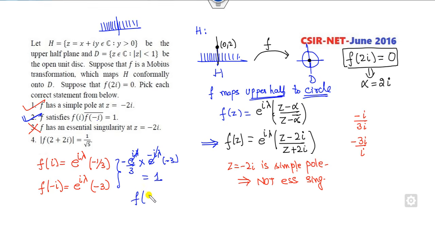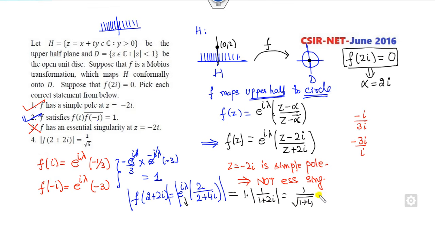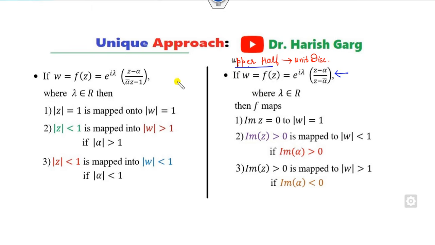Look at the last option. 2 plus 2 iota. So it is e raised to power here. What is the 2 plus 2 iota? It is my 2 and it is my 2 plus 4 iota. Now take the absolute value. If you take the absolute value, e raised to power goes to 1. It is my absolute value of 1 plus 2 iota. So it is 1 over 1 plus 4, which is 1 over root 5. So you can see how few seconds you need to solve the problem. That's simply applying the shortcut tricks as I mentioned earlier.